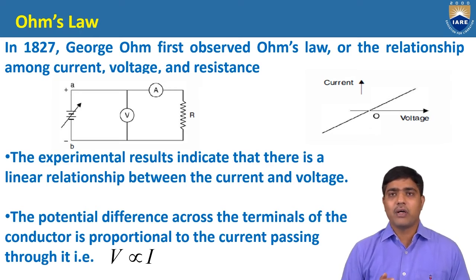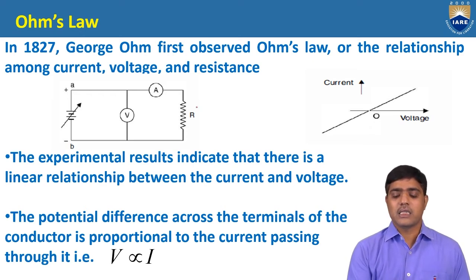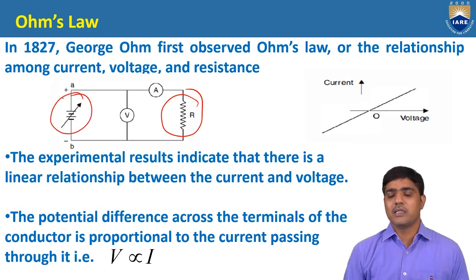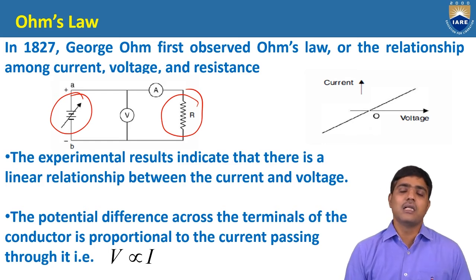In 1827, George Ohm conducted a small experiment in the laboratory by connecting a resistance to a source. He connected a resistance of value R to the source. Then he measured, by changing the voltage source, what is the current flowing through the circuit.